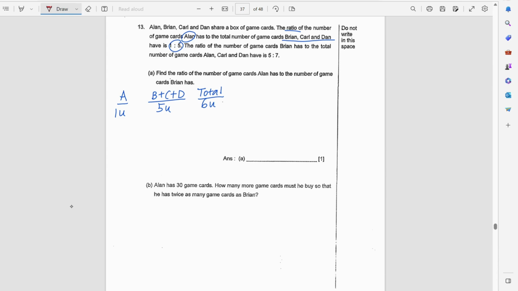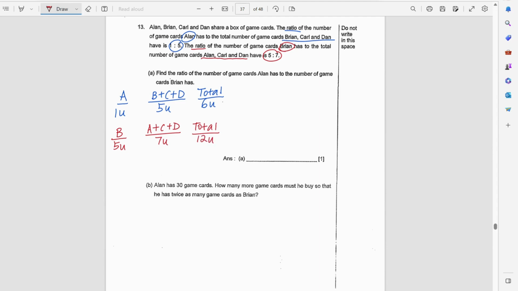Now, furthermore, we know that the ratio of the number of cards that Brian has to the total number of game cards Alan, Carl and Dan have is 5:7. The next scenario, let's look at Brian. He has 5 units. And now for the rest of the boys, A plus C plus D, 7 units as given in the question, which will bring us to a total of 12 units.